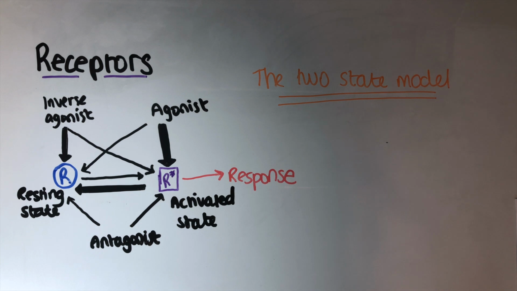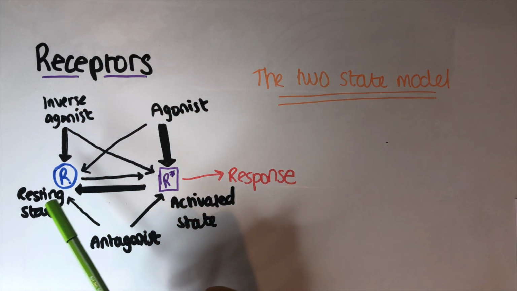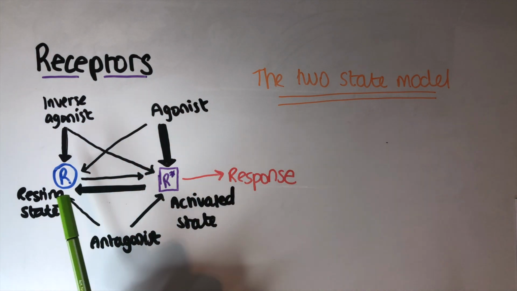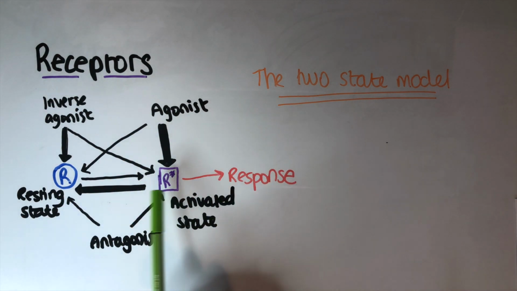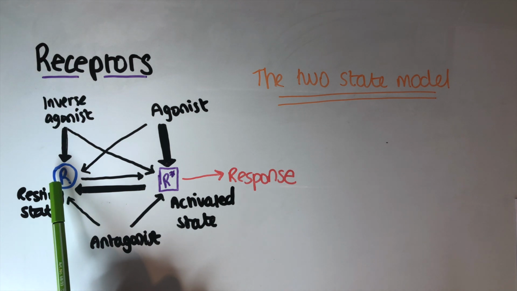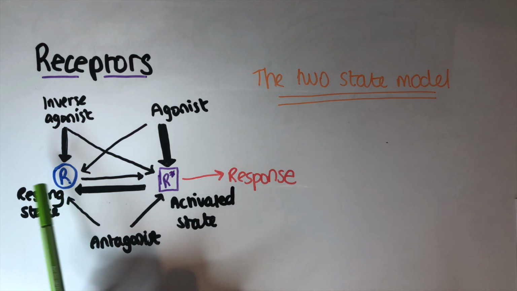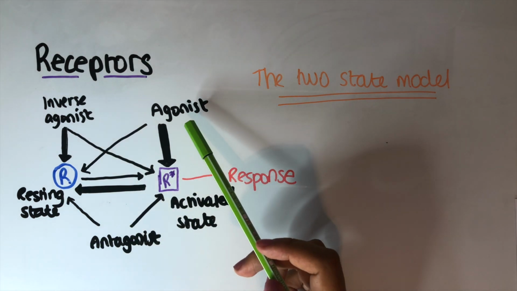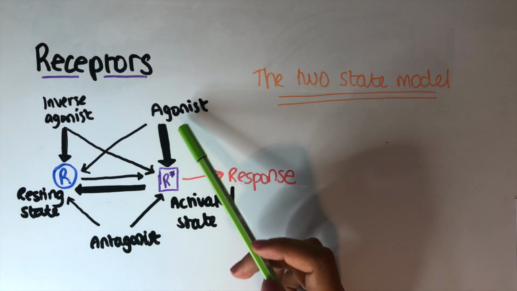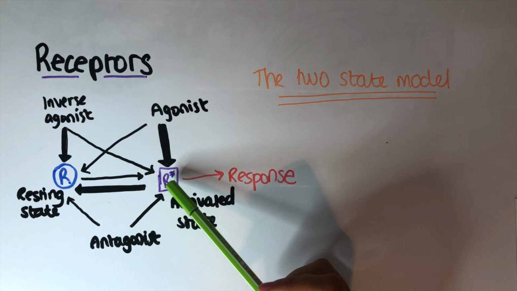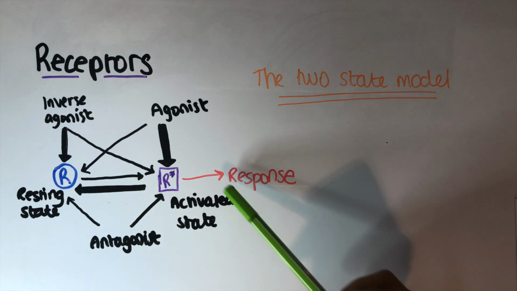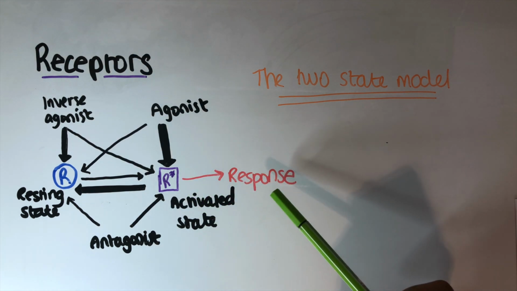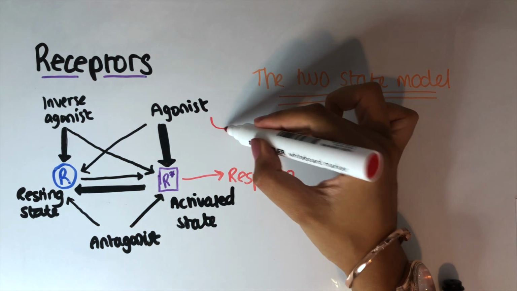So as you can see, we've got our resting state and the activated state. They both exist as an equilibrium. Usually when a ligand is not present, then the equilibrium shifts to the left and the receptor is in its resting state. However, as you can see from the diagram, an agonist has a higher affinity in the activated state, and the greater the affinity, the greater the efficacy, and thus the greater the response. So an agonist has a positive efficacy.